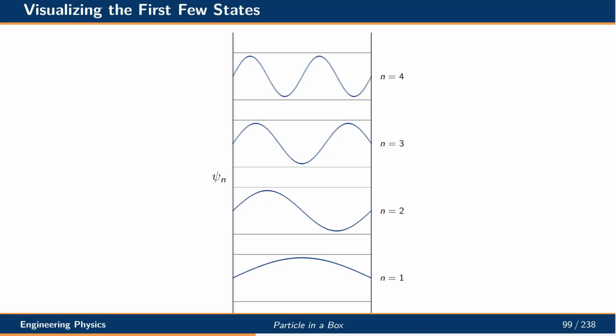This diagram shows the first four wave functions of a particle in a box. The ground state has no node inside the box. The first excited state has one node. The second excited state has two nodes, and so on. Each higher state has one more node than the one below. This nodal structure is a universal feature of bound quantum states and helps us visualize them.